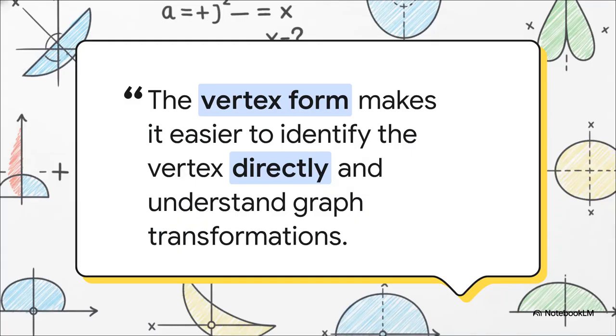And this quote right here, it just sums it all up perfectly. Using vertex form isn't just about finding one point. It's about instantly seeing where that vertex is, which tells you how the whole parabola has been shifted left, right, up, or down on the graph. It just makes visualizing the whole thing so much more intuitive.